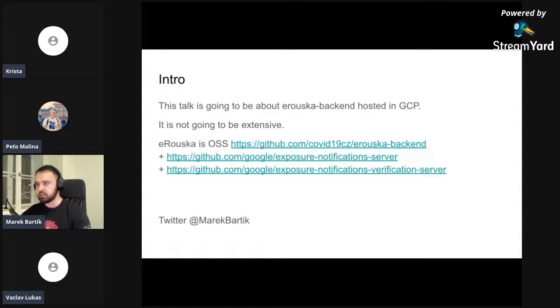Basically, the key server is taking care of ingestion and serving of the keys from the mobile applications, and the verification server is just for the public health authority to verify some parties in this whole process. This is one of the things that is working, for example, when you're submitting your keys and self-reporting yourself, and also when you're getting the SMS code when you get tested positive.